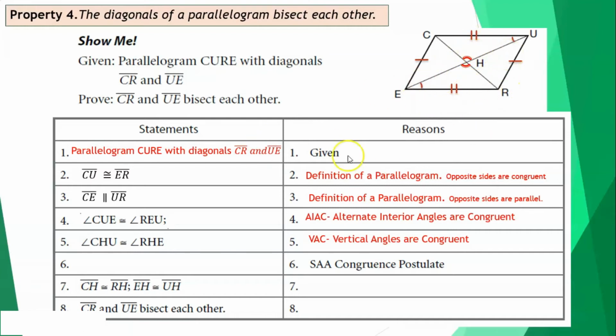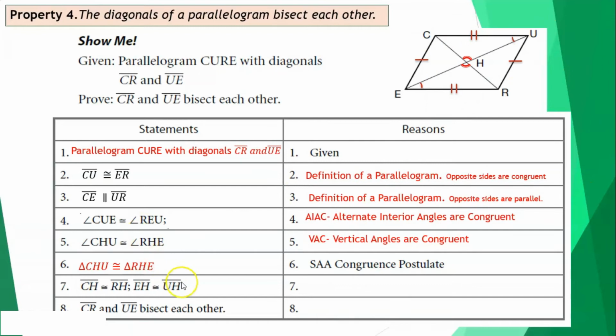congruent. So with this, we have proven that triangle CHU is congruent to triangle RHE because we have an angle, another angle, and a side. Meaning, if you're given two angles and a side, and it's congruent to the two angles and the corresponding side of another triangle, it would follow that the two triangles are congruent.